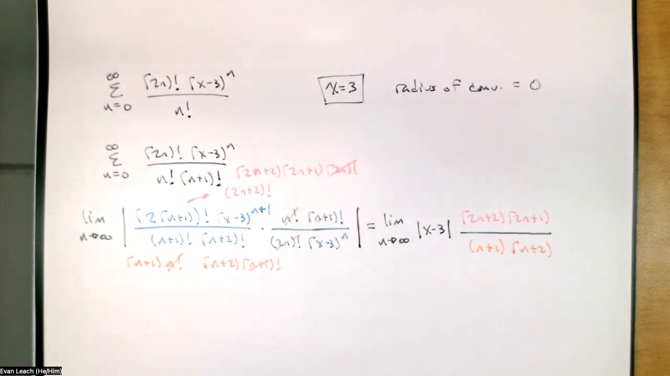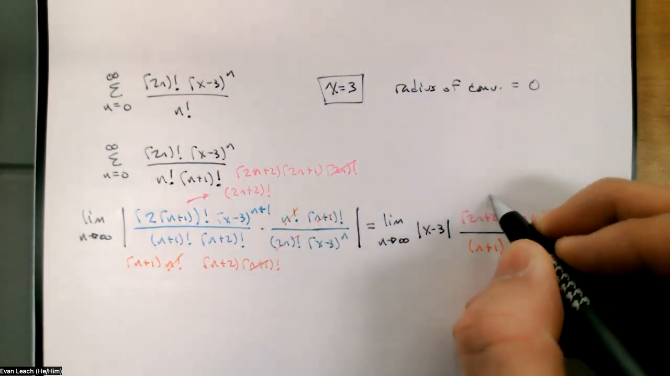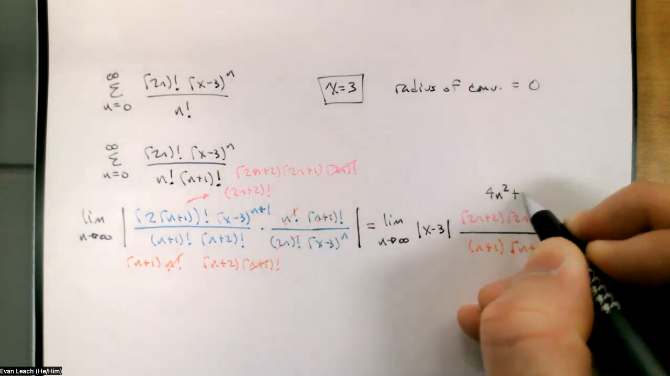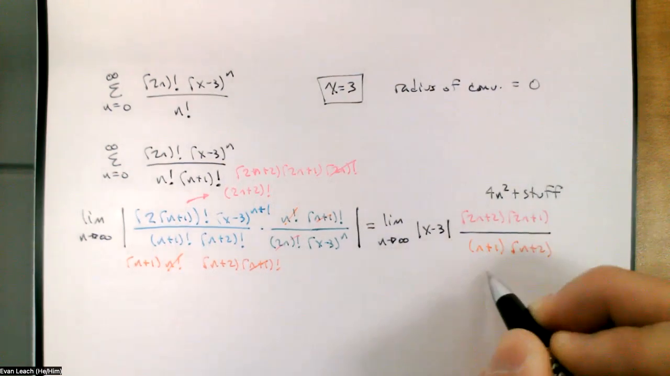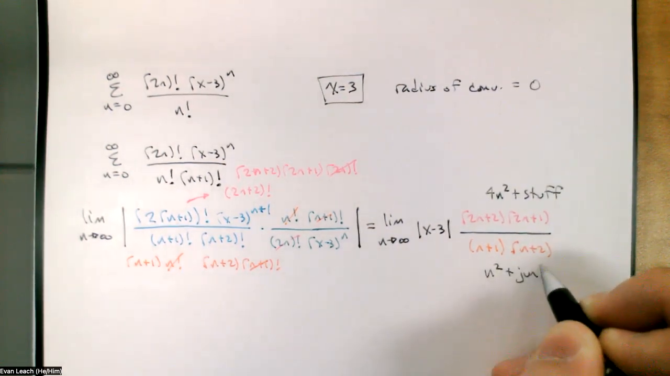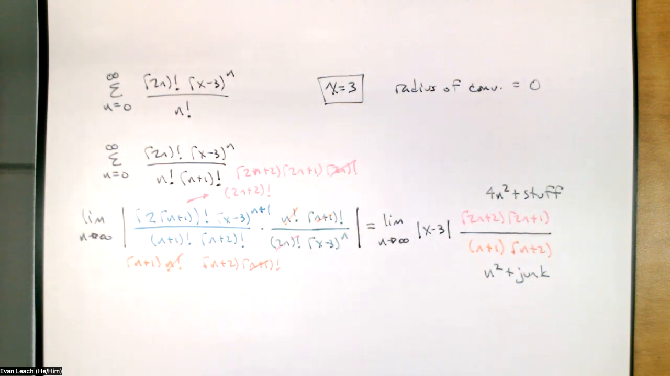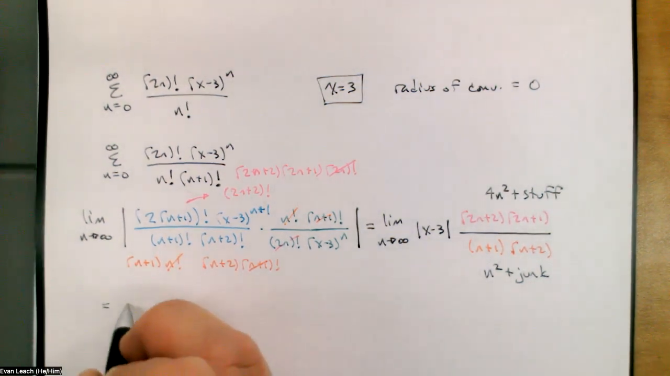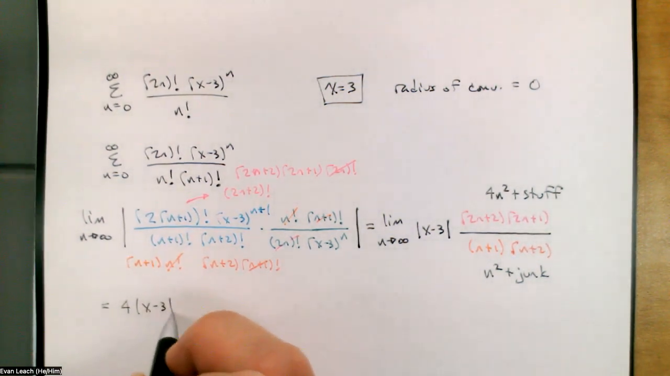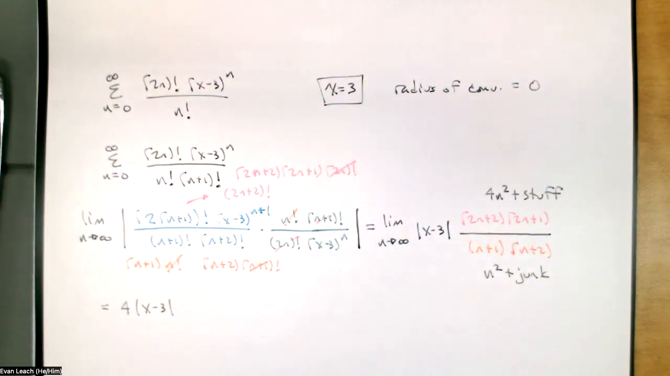So now up in the numerator, I've got a 4n squared, and in the denominator, I've got an n squared. So we're going to get a finite radius of convergence. Let's just focus on the important terms so I don't have to multiply things out. There's a 4n squared plus some stuff, and then the denominator n squared plus some other junk. Now, as n goes to infinity, the limit from the ratio test is 4 times the absolute value of x minus 3. So here, the factorial is balanced out, and we ended up with a positive finite radius of convergence.